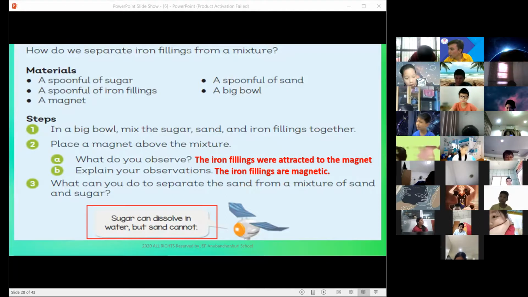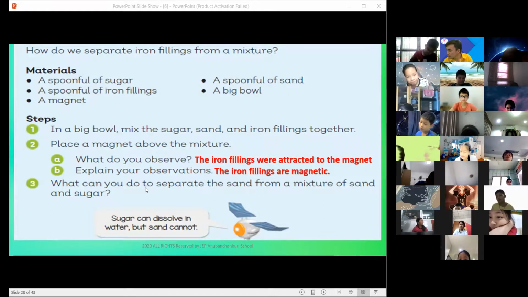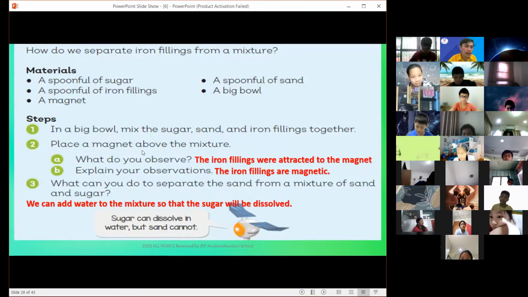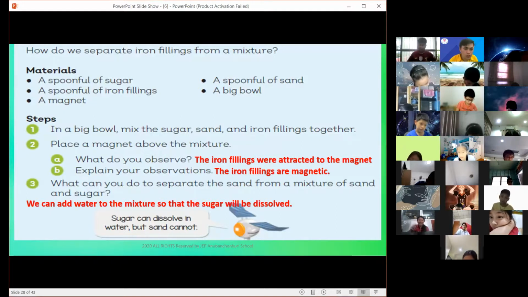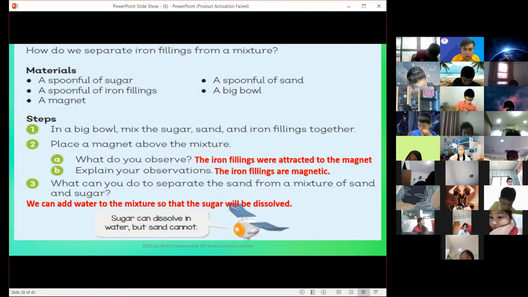So we are going to answer it in a complete sentence. Here is my answer, and you can copy this as well. We can add water to the mixture so that the sugar will be dissolved. All right. So that is the answer for number 3. Do you have any questions?